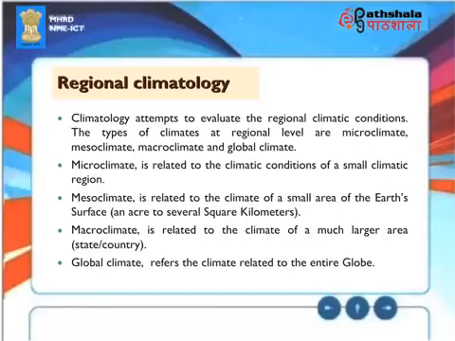Regional climatology. Climatology attempts to evaluate the regional climatic conditions. The types of climates at regional level are microclimate, mesoclimate, macroclimate, and global climate. Microclimate is related to the climatic conditions of a small climatic region. Mesoclimate is related to the climate of a small area of the Earth's surface, an acre to several square kilometers. Macroclimate is related to the climate of a much larger area, state, or country. Global climate refers to the climate related to the entire globe.